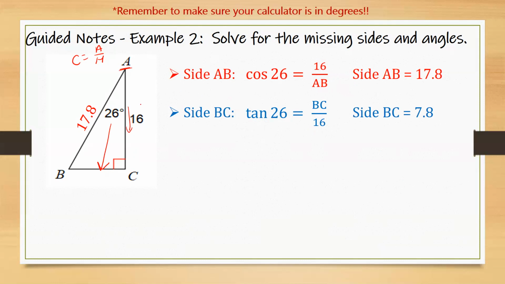Again, you could use the Pythagorean theorem, okay? You could have said 17.8 squared is equal to, because that's the hypotenuse, 16 squared plus BC squared. And if you do that, you will get the same thing as what we got right here, 7.8.